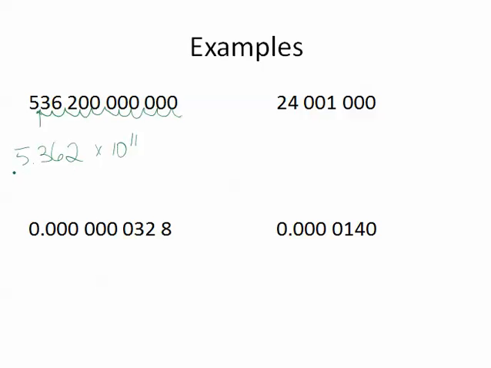Note that if you are expressing this number on a piece of paper, this is what it would look like. However, if you were to try to type this into either your calculator or into WebAssign, you're not going to be able to do this exponent notation. Instead, we would replace times 10 with the letter E. So this number then would look like 5.362E11. Take a moment to convert this number into scientific notation.